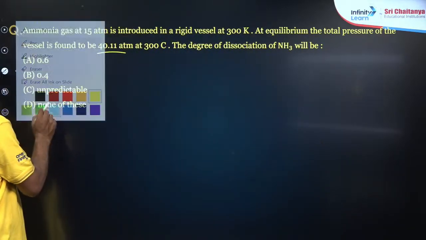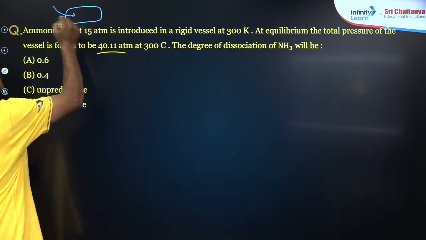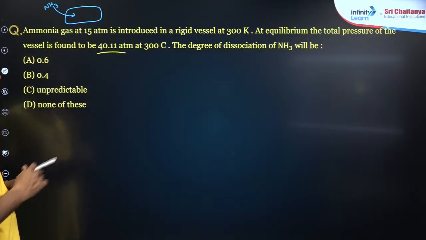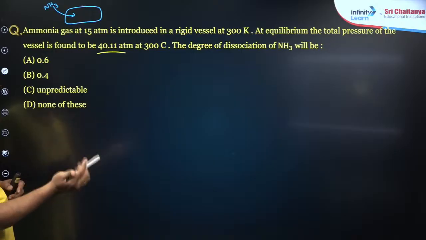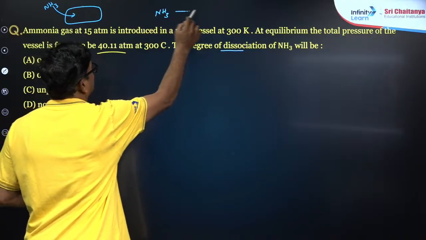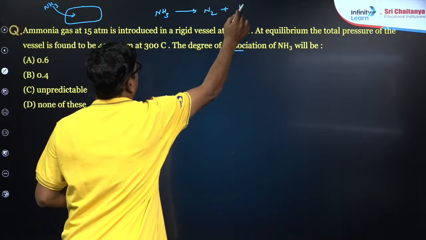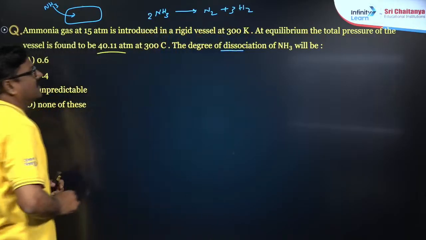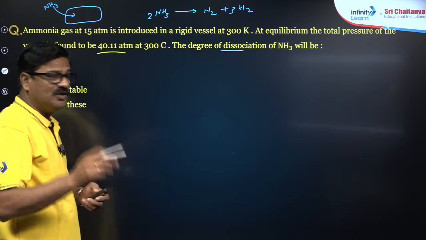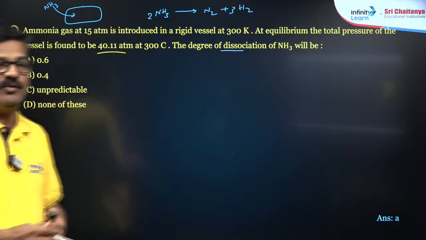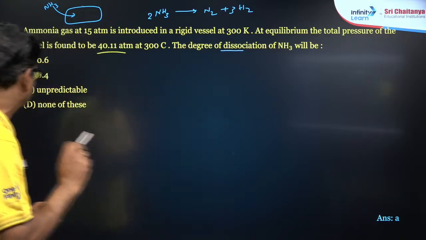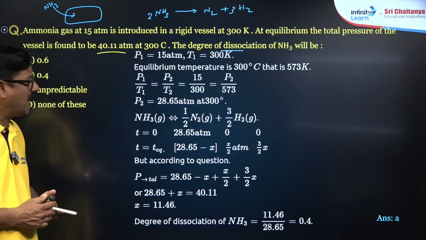So in this case, children, in this empty vessel, ammonia is introduced at 15 atm. It is a rigid vessel. At equilibrium, the total pressure of the vessel is given, and we need the degree of dissociation. What is going on in this ammonia dissociation? NH3 gives rise to N2 plus H2, so you can say half N2 plus 3 by 2 H2. Let us see the variation in the answer, how you did it and how it has to be done.